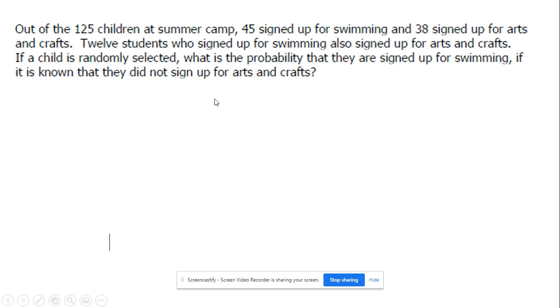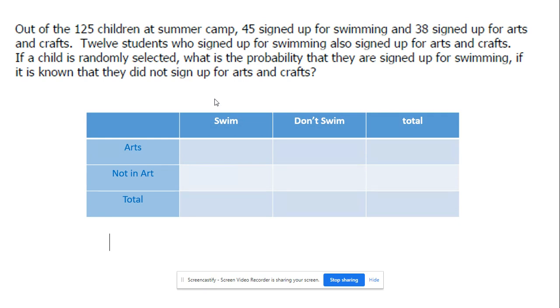Next question, same idea. Out of 125 children at summer camp, 45 signed up for swimming and 38 signed up for arts and crafts. 12 students who signed up for swimming also signed up for arts and crafts. If a child is randomly selected, what is the probability that they are signed up for swimming if it is known that they did not sign up for arts and crafts? So our table needs to compare those that are in swimming versus not in swimming, and those that signed up for arts and crafts versus not signed up for arts and crafts. So again, it should look like this, similar to our last one.